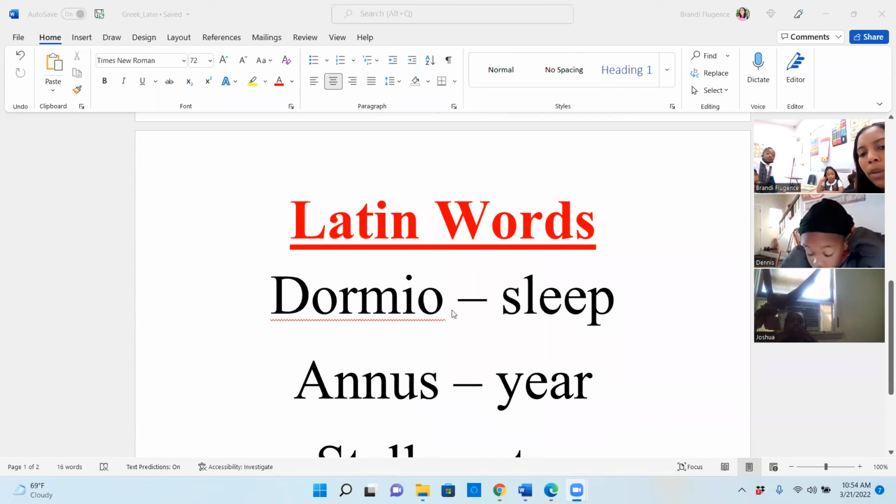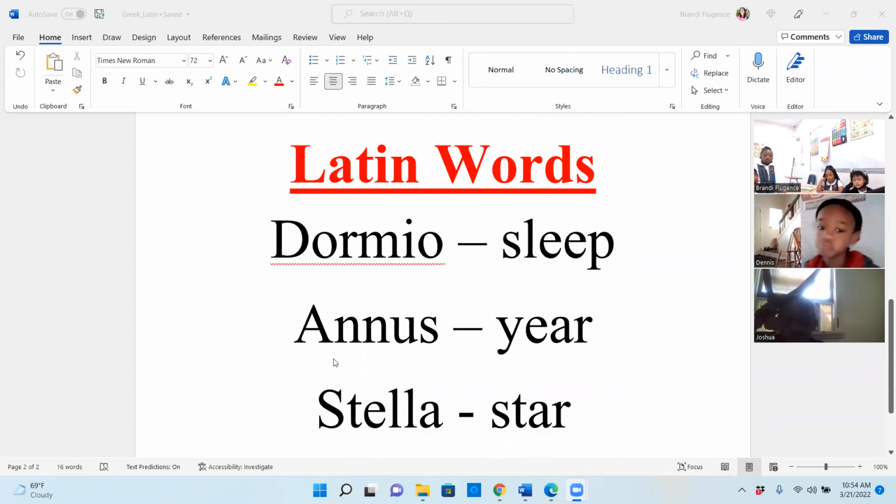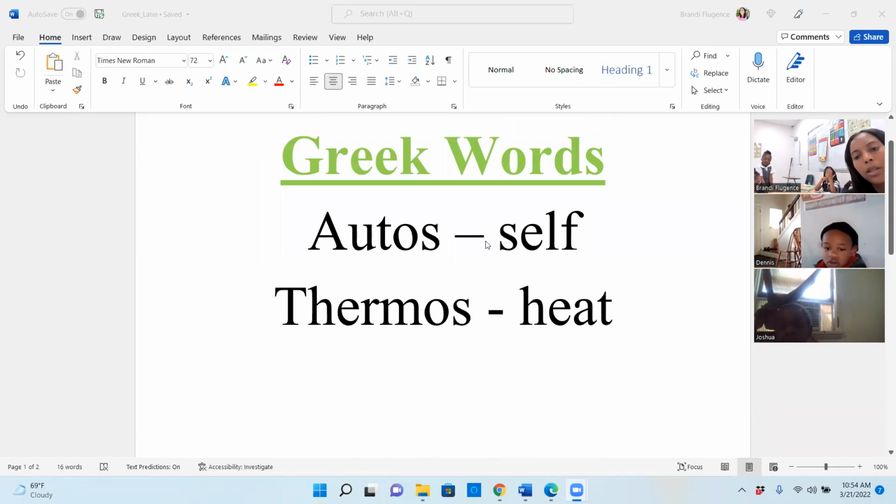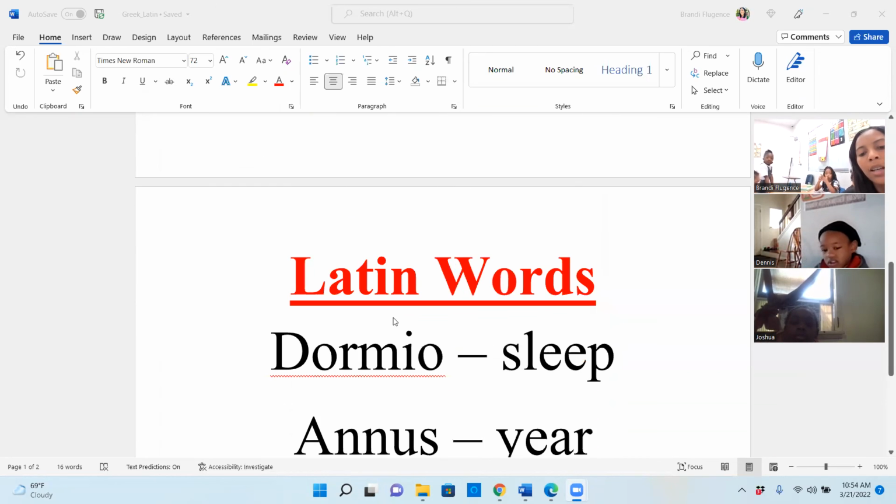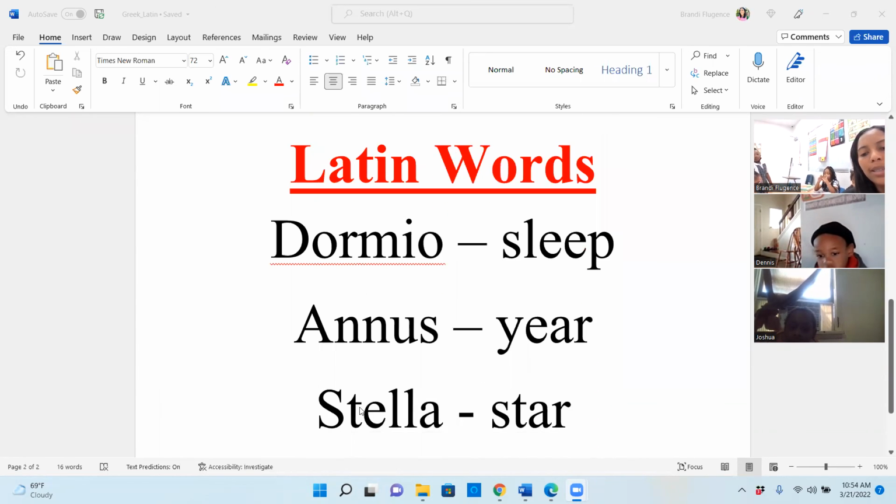Okay, Latin words, dormio. D-O-R-M-I-O, dormio, and it means sleep. Annus. A-N-N-U-S, annus, and it means year, like annual means yearly. And then Stella. S-T-E-L-L-A, Stella, and it means star. So those are your Greek and Latin words. Autos means self, thermos means heat, dormio means sleep, annus means year, and Stella means star.